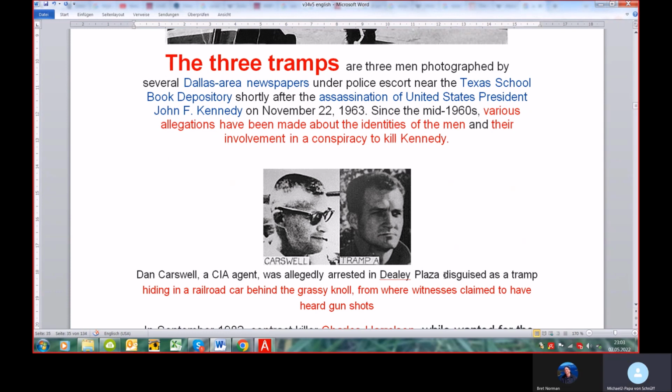So these people were not disguised as tramps hiding in a railroad car. These people were there to be picked up by the police. They were waiting to be displayed to the general public. So yes, the police are now cleaning the area, but actually it has been a part of the Freemason ritual, on the railroad car behind the grassy knoll from where witnesses claim to have heard gunshots.